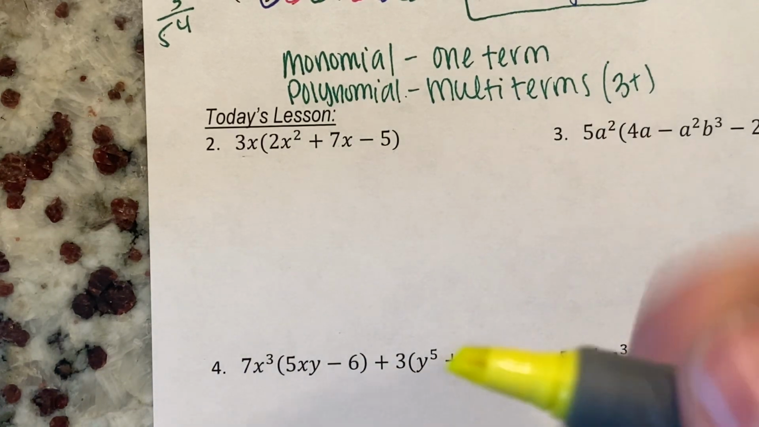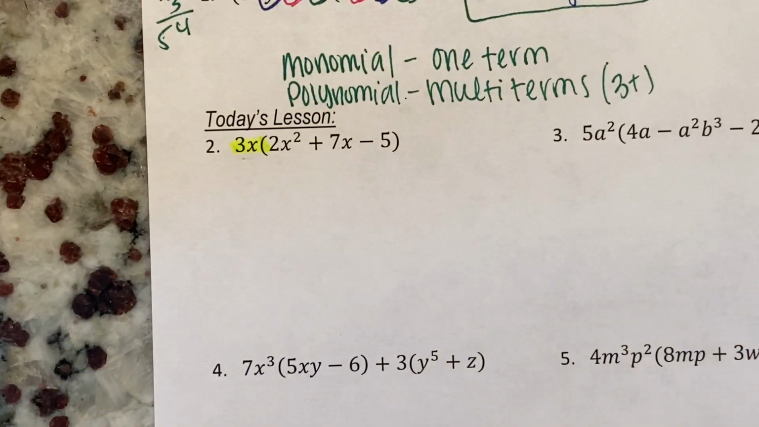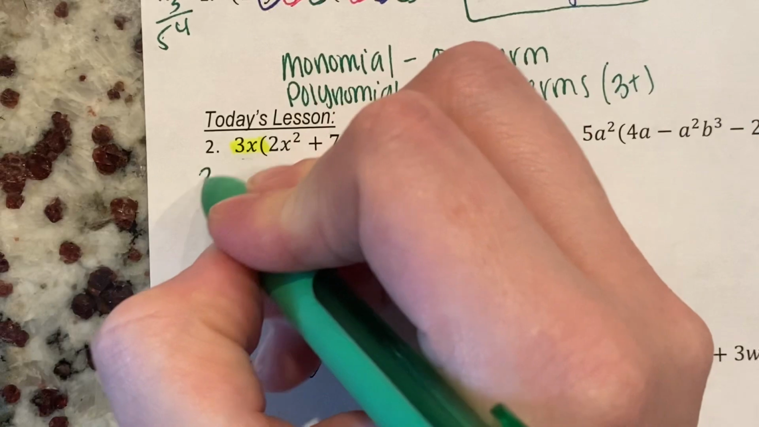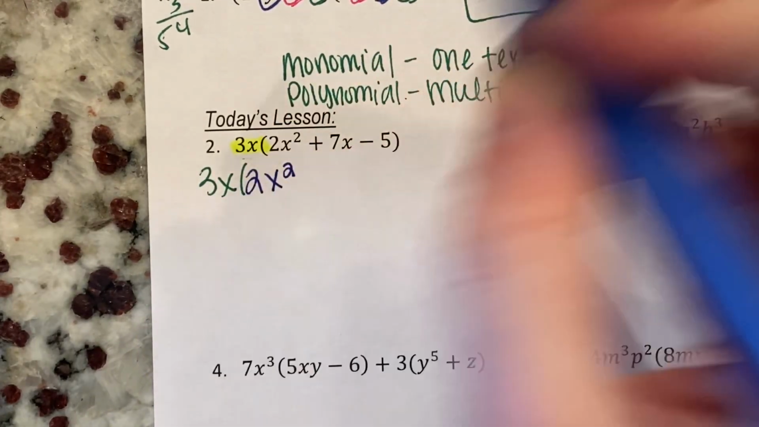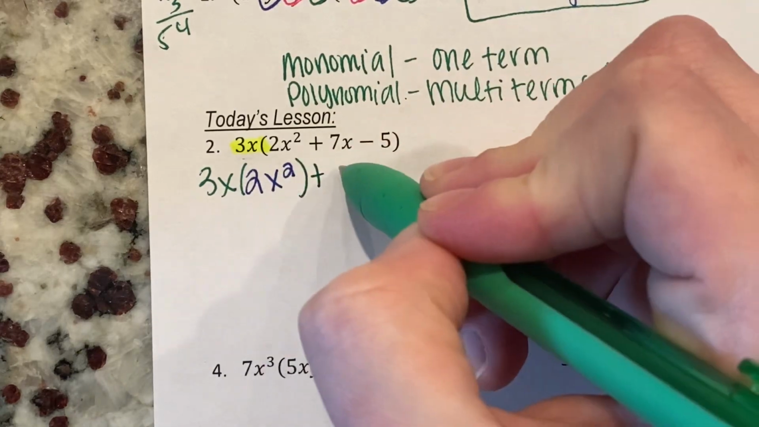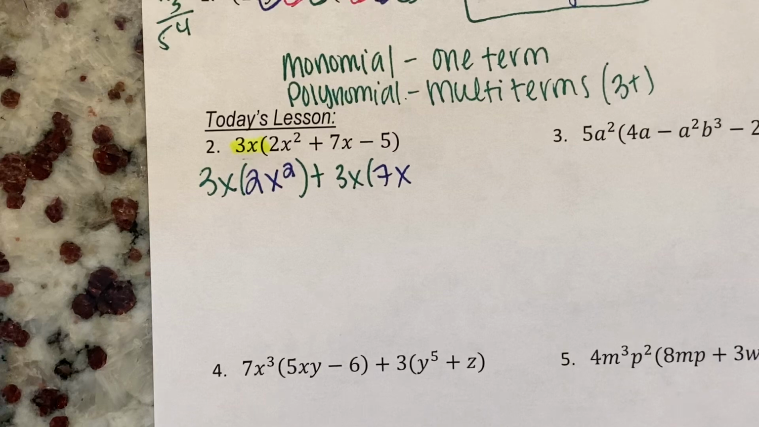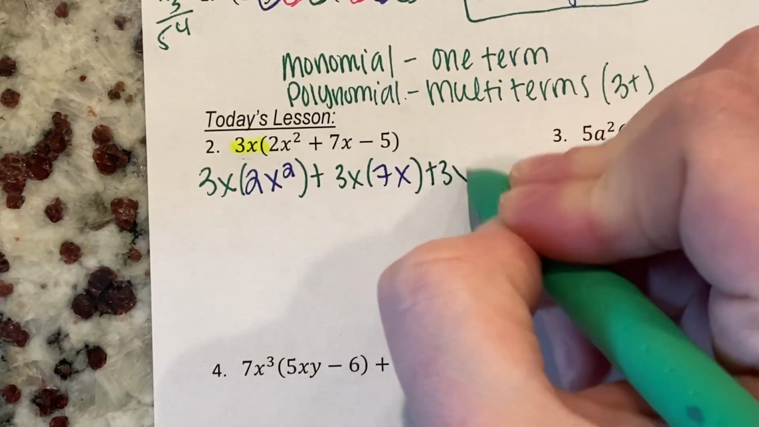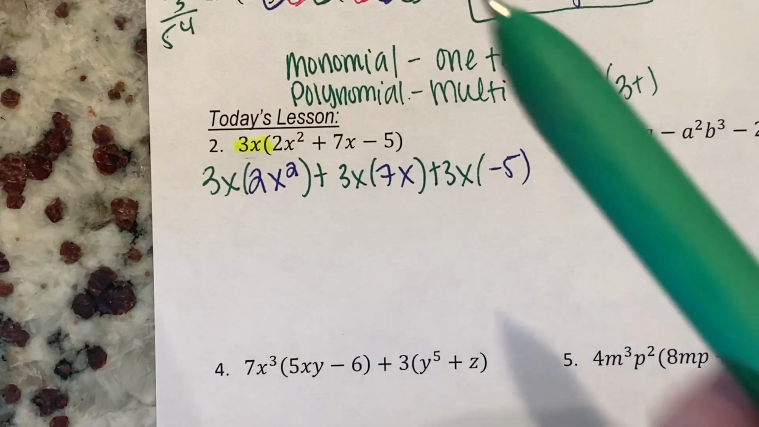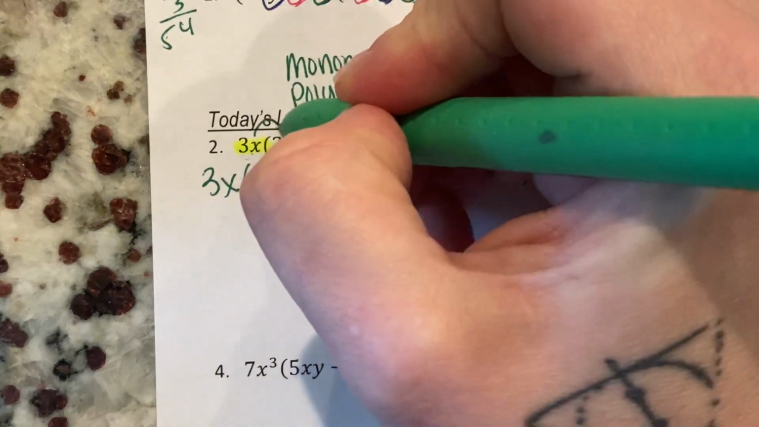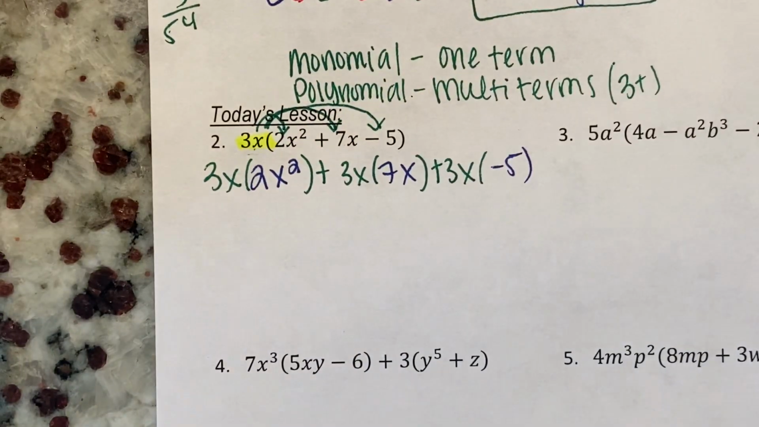So we're going to take this 3x right here, and we're going to have to distribute it to everything inside. So we have 3x times 2x squared plus 3x times 7x plus 3x times negative 5. So we're taking that 3x and we have to give it to everything inside the parentheses. We're multiplying. So from here, you just multiply.